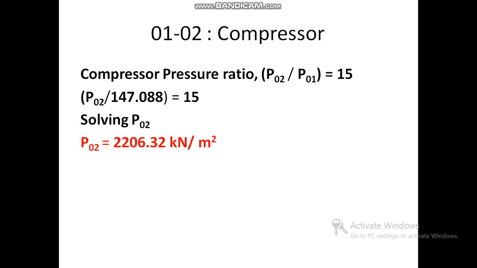The next one is called the compressor, that is 02. Here they gave the compressor pressure ratio, that is P02 divided by P01 is equal to 15. Already we found the value of P01 in the diffuser. So by substituting the P01 value in the compressor pressure ratio and solving for P02, we will get P02 is equal to 2206.32 kilonewton per meter square.